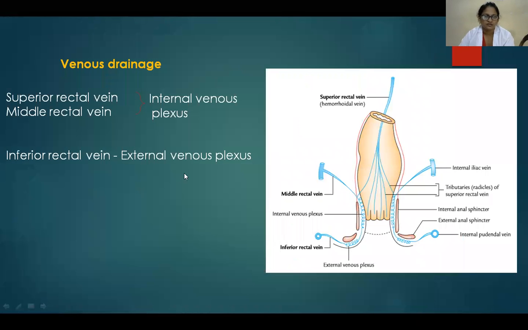Next, coming to the venous drainage. This is the venous drainage of the rectum. The superior and middle rectal veins drain into the internal venous plexus, whereas the inferior rectal vein drains into the external venous plexus.